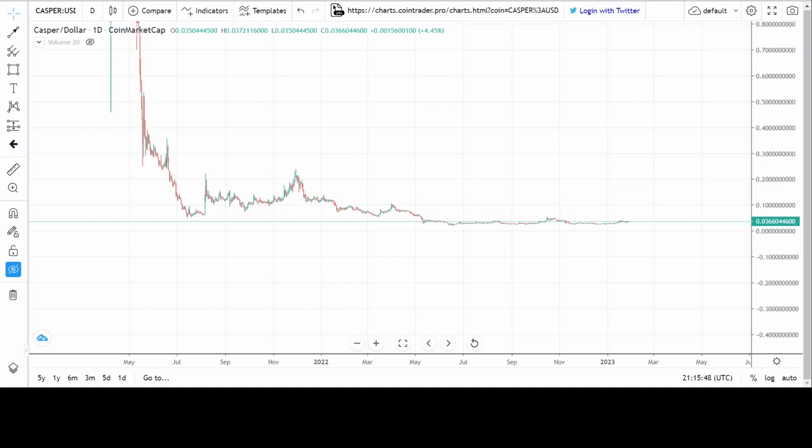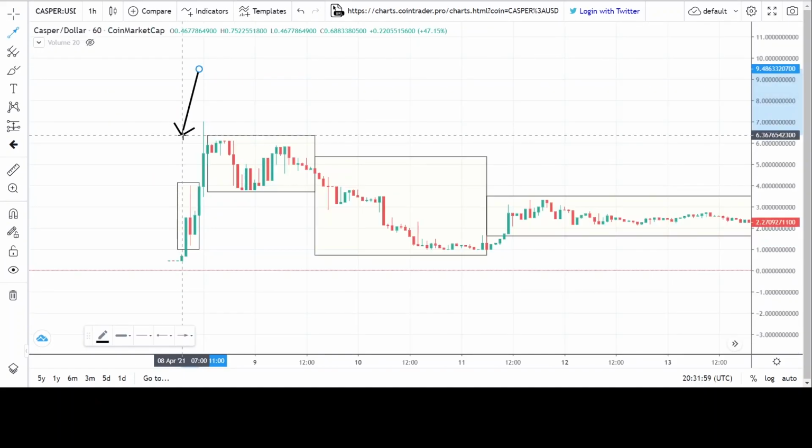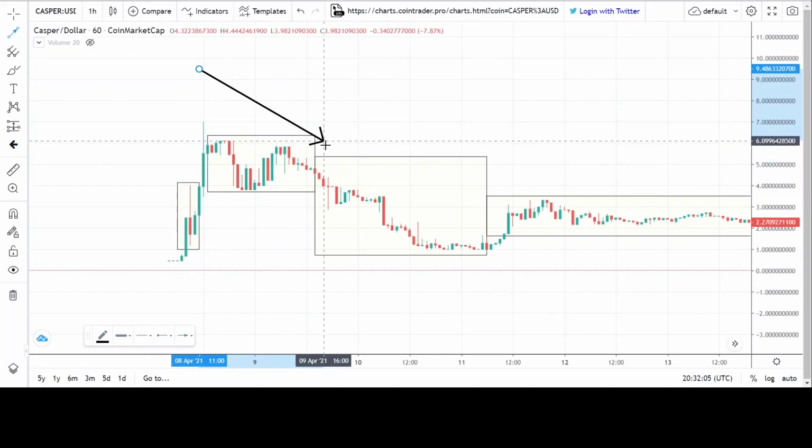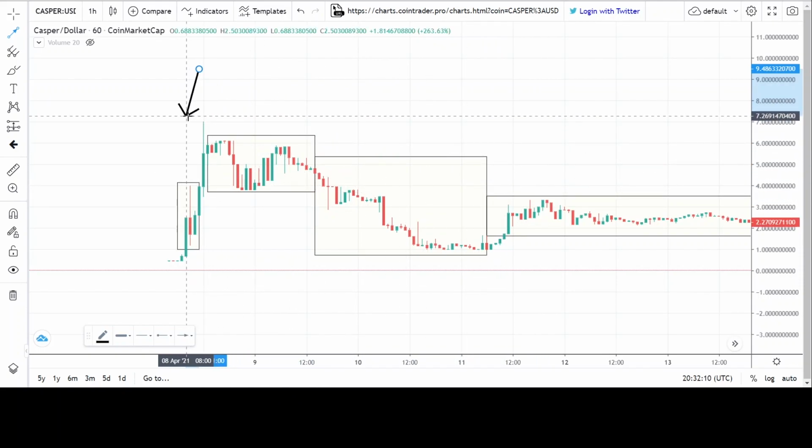Also, I'm using CoinTrader Pro for this analysis because it allows me to go back in time on a small time frame. So the best place to start is at the beginning. Okay, so here we are at the very beginning of the chart. This chart starts in 2021, and as you can see, I have these boxes drawn all over the place. I'll explain as I go.